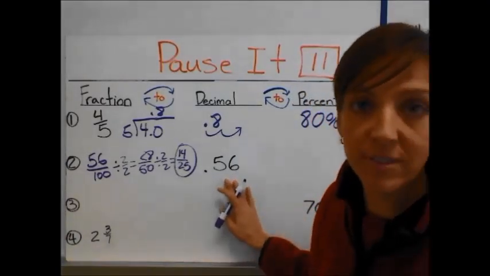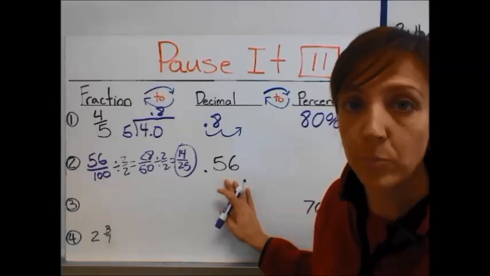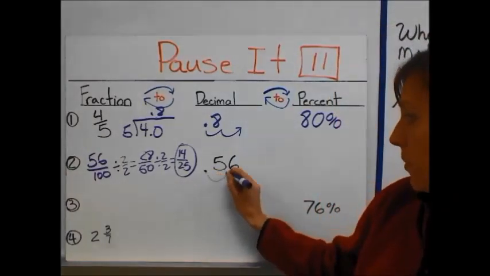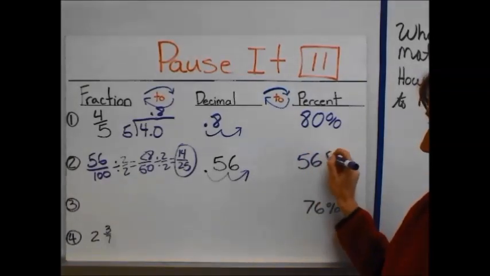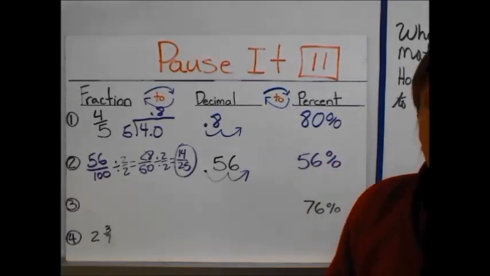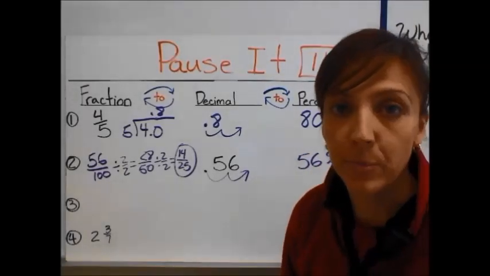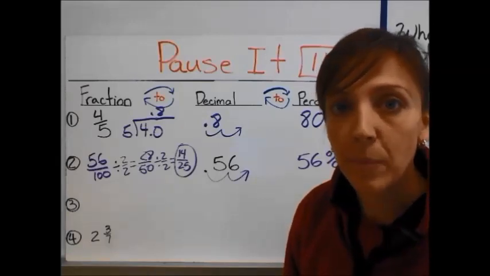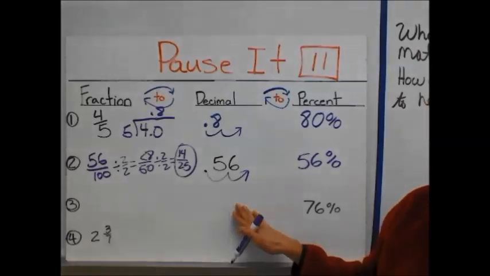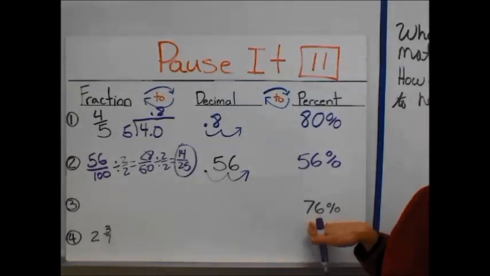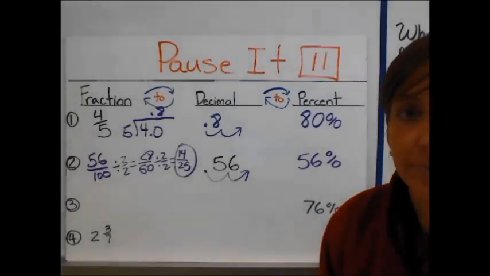To change 56/100 into a percent, I'm simply going to move the decimal 2 places to the right. 1, 2. And add the percent sign where the decimal was moved to. Number 3, there's nothing here in fraction, nothing in decimal, but in percent, I have 76%.